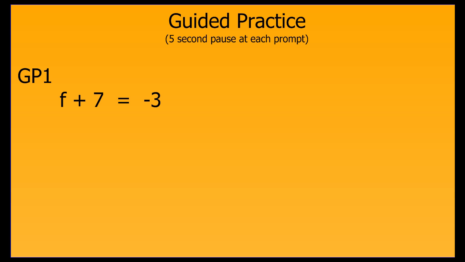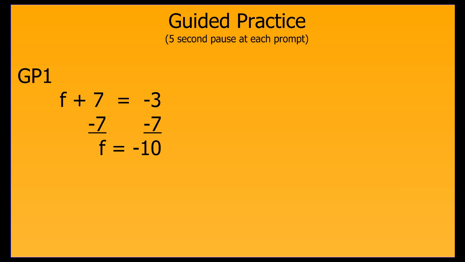What we're trying to do is isolate f, or perhaps get f by itself. Your next question is, what operations have been performed on f? Seven has been added to f. So what should we do next? We should do the opposite of adding 7, so we're going to subtract 7 from both sides. Now what? We should simplify both sides by combining like terms. This gives us f equals -10.